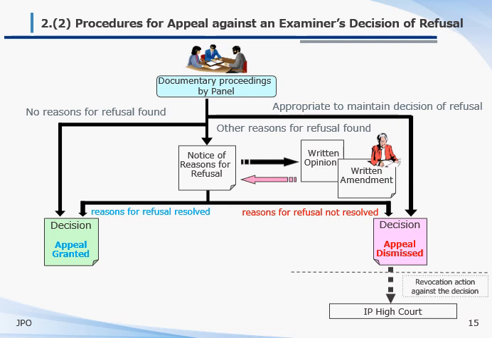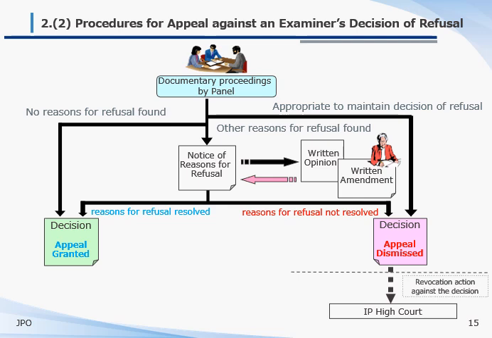The right one indicates a scenario where a panel determines that the examiner's decision is appropriate. In this scenario, the panel sends a notice of conclusion of proceedings to a demandant, and within 20 days from that, a decision maintaining an examiner's decision of refusal will be sent.